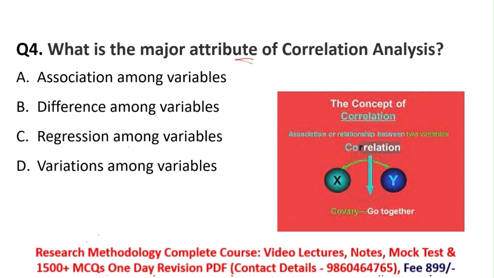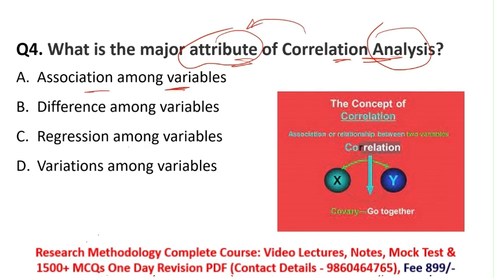What is the major attribute of correlational analysis? What they are asking is the major attribute. The attribute means connected or linked. So correlational analysis is linked with association among the variables. Association means relation. Remember, in correlational research, researchers generally analyze the relationship between the variables.